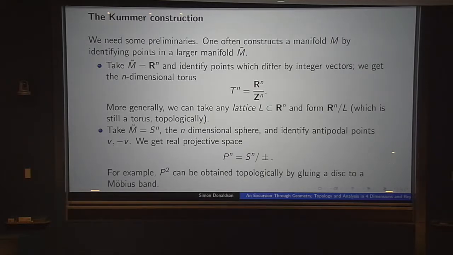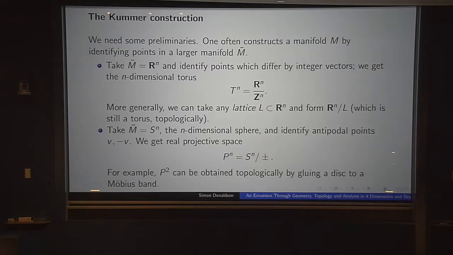One familiar example is that we start with R^n and identify points which differ by translations by integer vectors. Then we get the n-dimensional torus. This is probably quite familiar. More generally, we can take any lattice in R^n and do the same thing. So what we get is still a torus topologically, but the natural geometry might be different from the kind of square torus that we wrote down first.